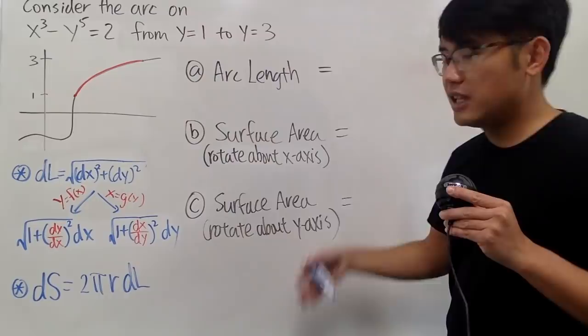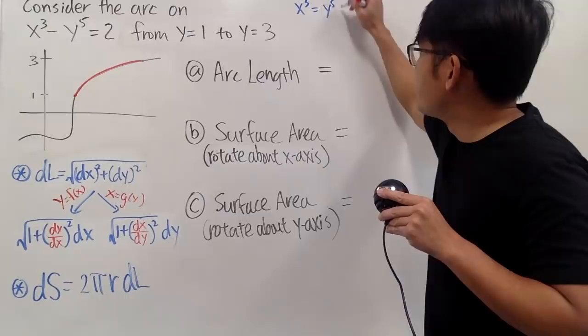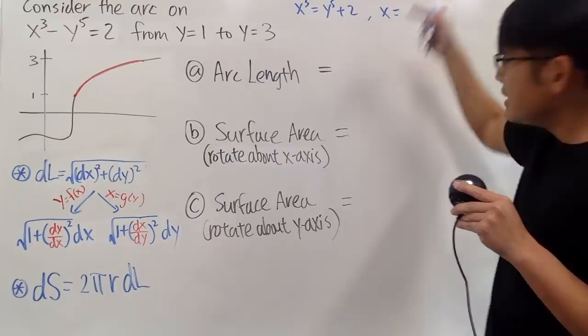So here we go. Of course, we can add this on both sides so we can get x cubed equals y to the fifth power plus 2. And we will just take the cube root on both sides. So this means x is by itself now.